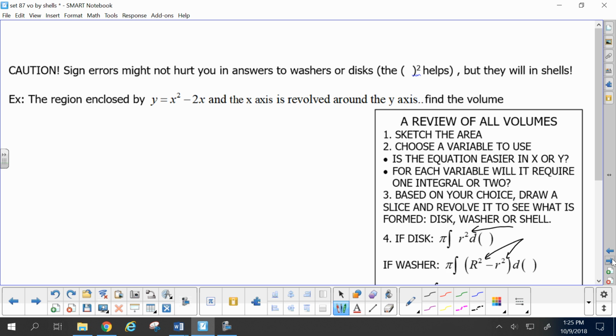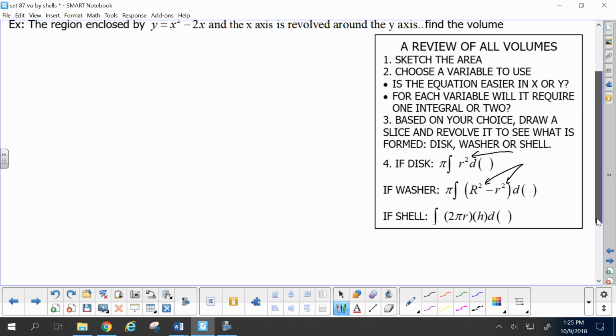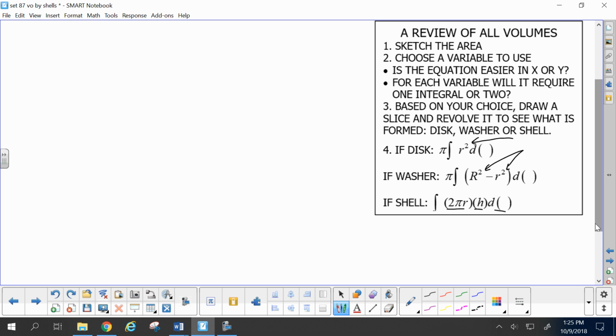On a shell, there is no square. It's basically 2 pi r times the height. And if you set it up wrong, you will get a negative volume. Shells done badly, you might get negative volume. That should not happen. You have an error. You screwed it up. Usually it's some kind of right minus left or upper minus lower, or you didn't consider the function was negative kind of thing.